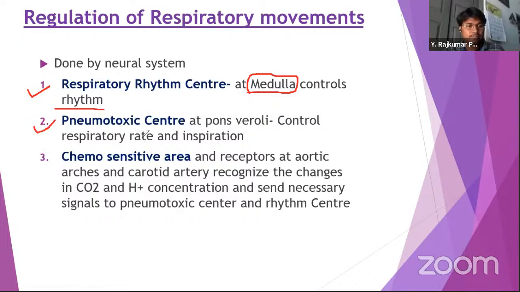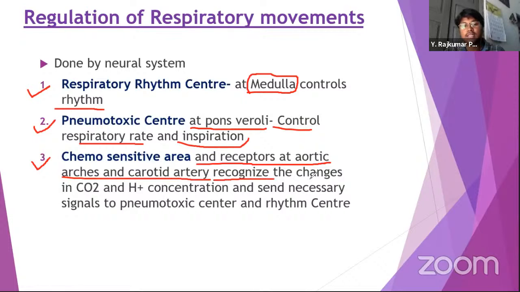Next, the pneumotaxic center. You see, the pneumotaxic center is present in the pons varolii, and it is most important for the control of respiratory rate and inspiration. Okay, so it controls the breathing pattern. Next, the chemosensitive area, and the receptors at the aortic arches and carotid artery.